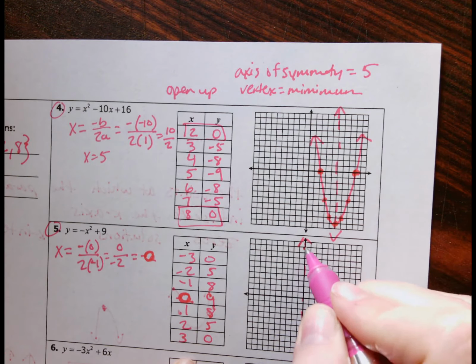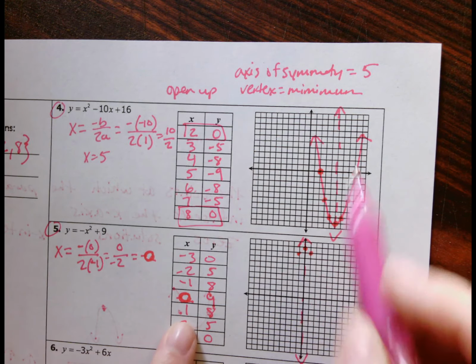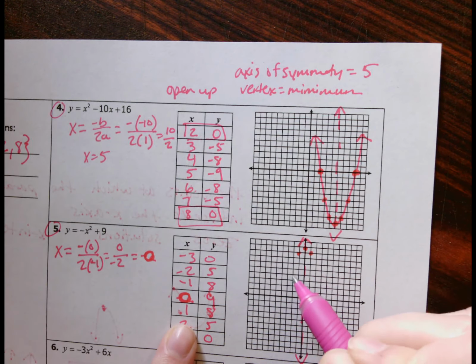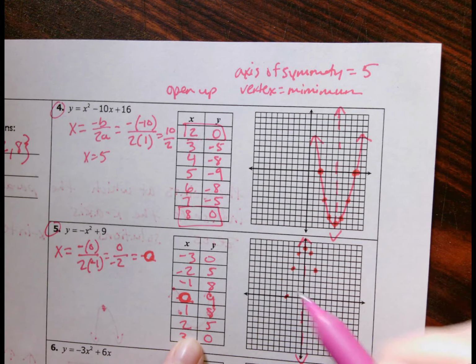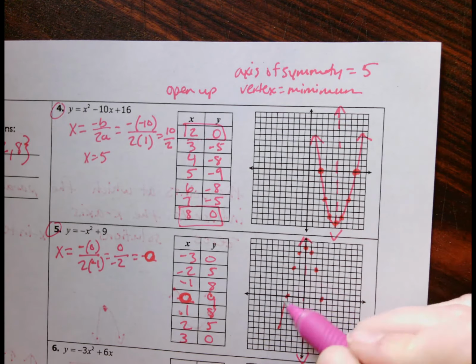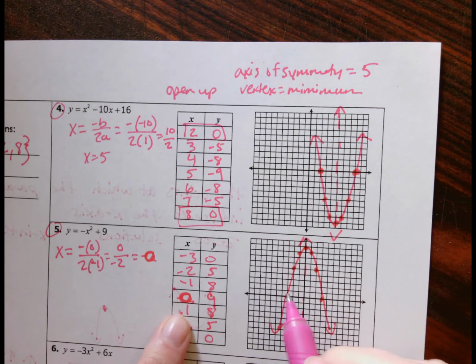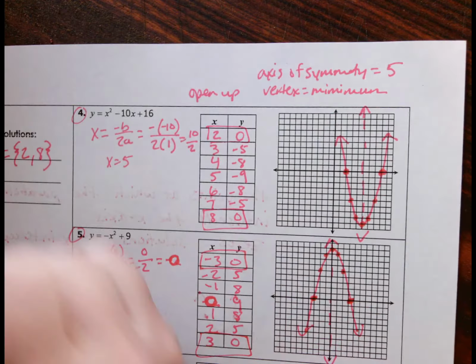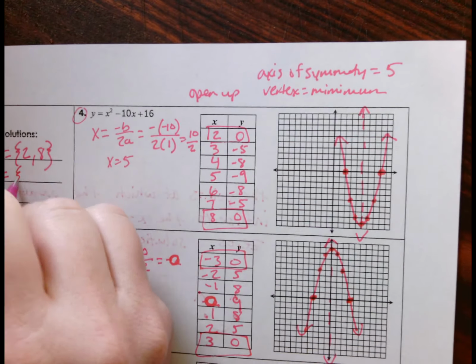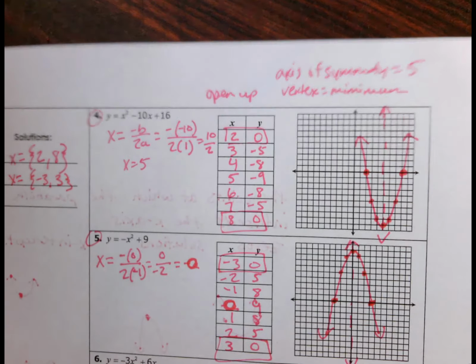So we're going to be at 0, 9. Then we're going to have negative 1, 8. We're going to have 1, 8. We're going to have negative 2, 5, 2, 5, negative 3, 0, and 3, 0. Okay, and then we're going to just draw that parabola, and then our x-intercepts are going to be these two numbers right here. So x is going to be negative 3 and 3. All right, that's going to be our final answer on these.